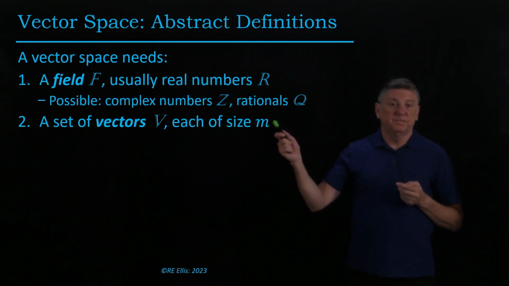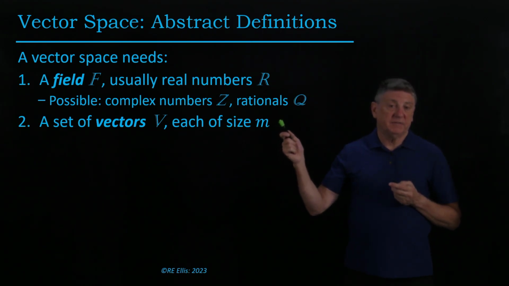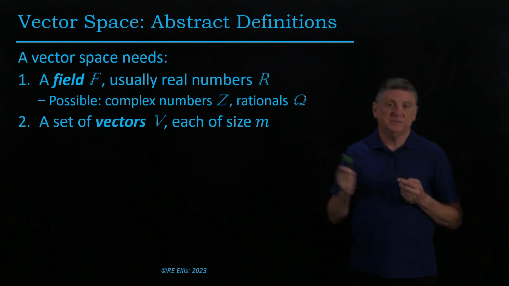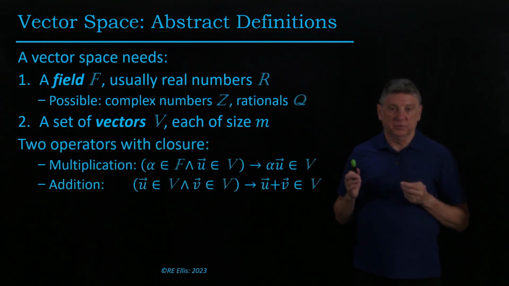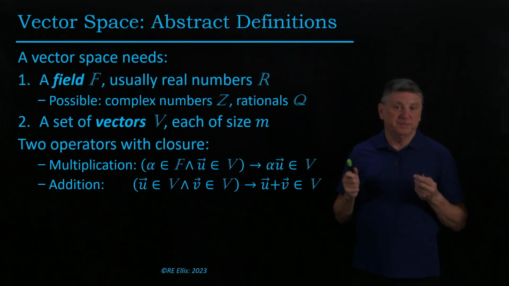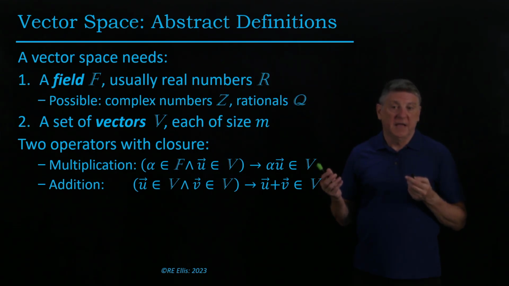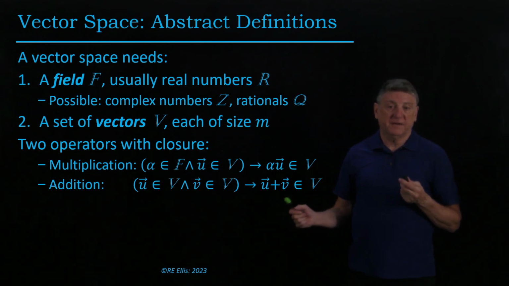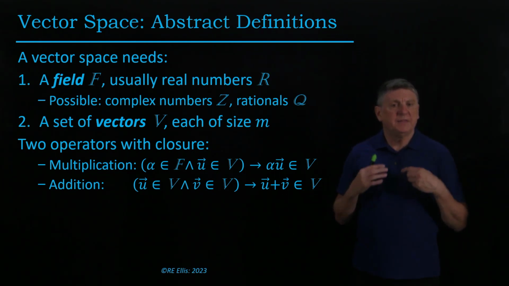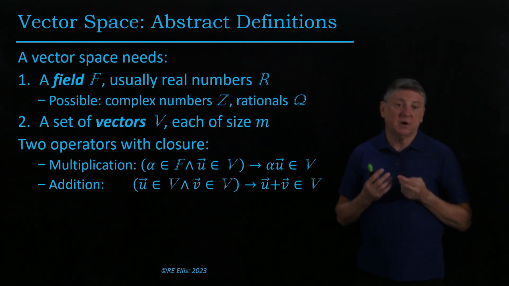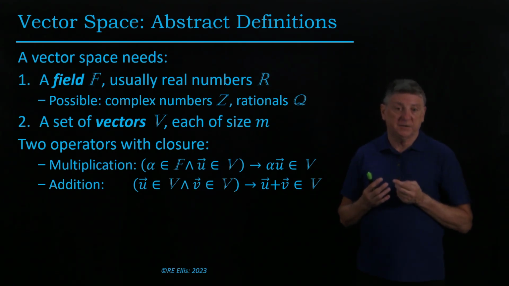So each vector in the space must have the same number of entries for us, and there are 2 operators that are for closure. If alpha is in your field, which for us means alpha is a real number, and u is in your vector space v, then alpha times u is in your vector space v. And similarly, if you have a pair of vectors, u and v, in the space, then their sum is in the space. And these are quite similar to the basic operations that we had for vectors.